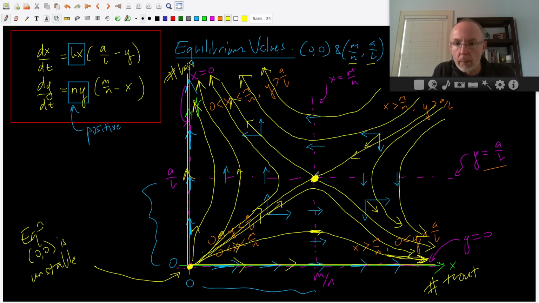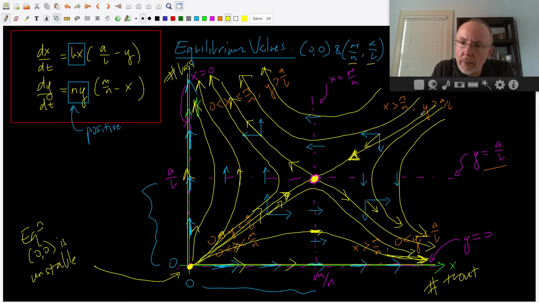What about this one? What happens to this one? Well, if I'm on this curve, I'm going to head in towards that equilibrium value. And if I'm on this curve, I'm going to also head in. If I'm on these curves, though, I'm going to be moving out from the equilibrium value. So there's two very special curves that will take you to this equilibrium value. But the chances of being on one of them is so tiny, because that's a very special curve.